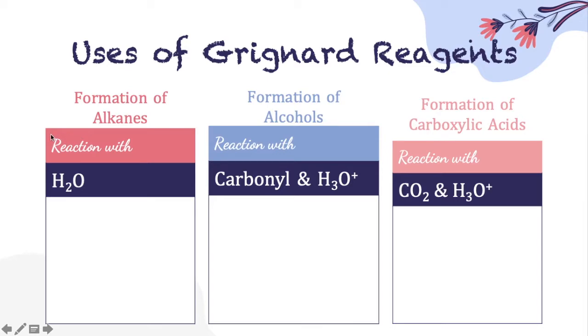Alkanes can be formed when Grignard reagent reacts with water, and alcohol can be formed when the Grignard reagent reacts with carbonyl and acidified water. Finally, carboxylic acid can be formed when Grignard reagent reacts with carbon dioxide and acidified water.